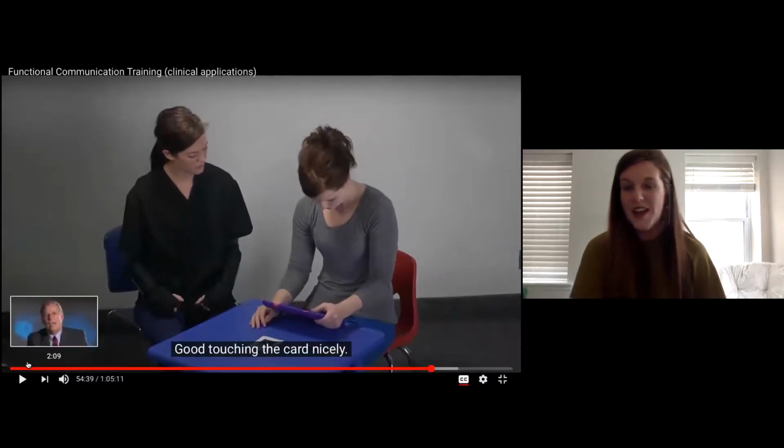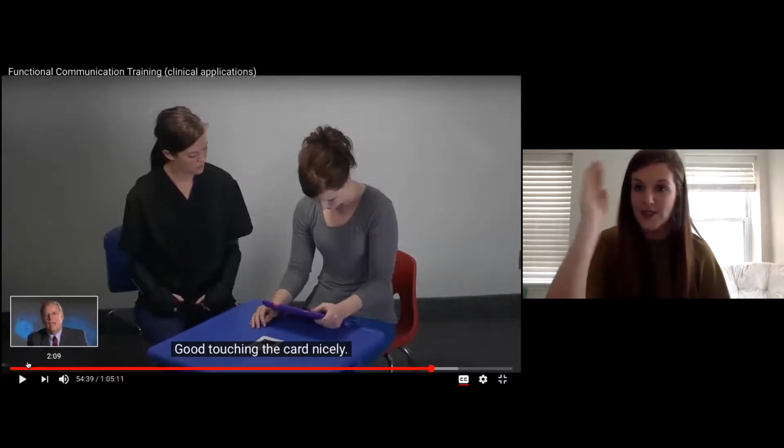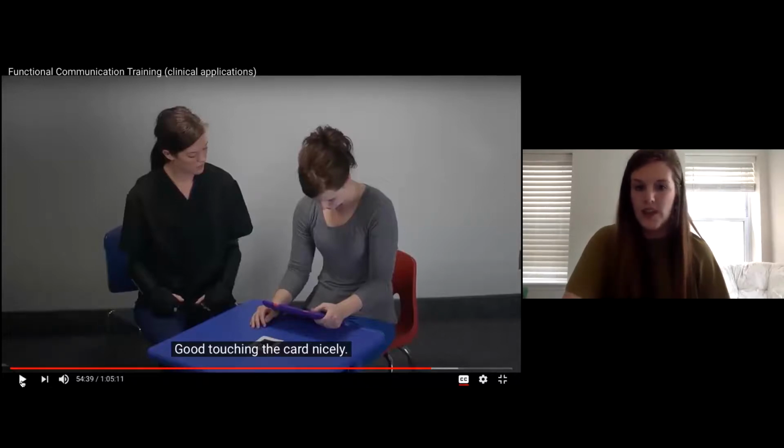As we all know, we have those kids sometimes when we're doing the picture exchange, and they'll take the card and they'll throw it at you, or they'll rip it off the icon picture. So this is just a way to shape up that appropriate communication response if the child is used to slapping the card or engaging with it inappropriately.